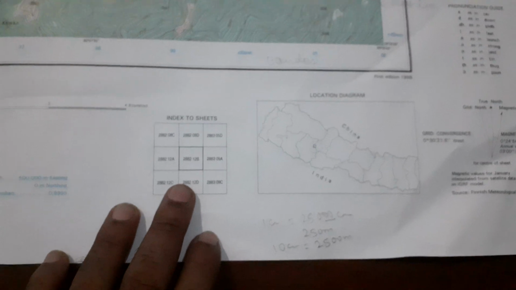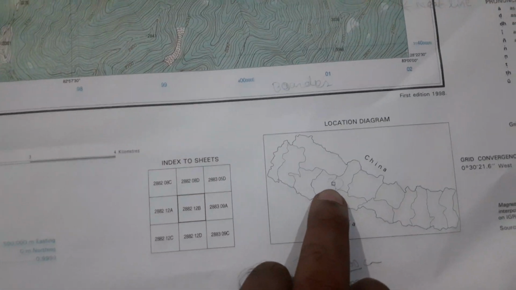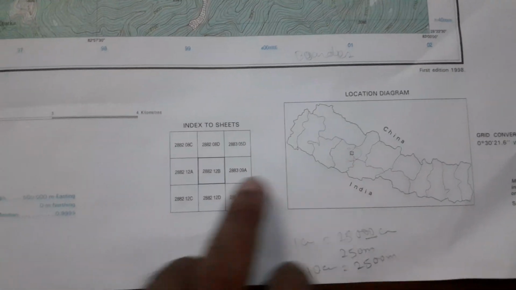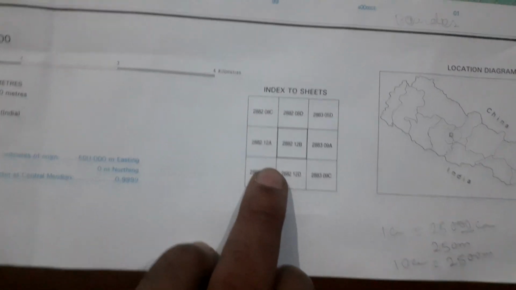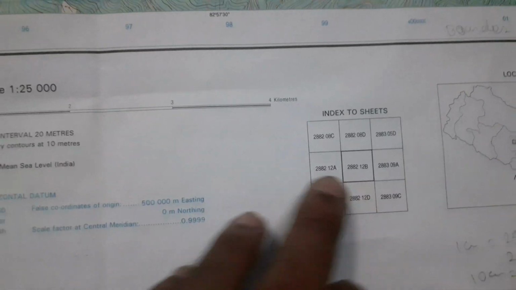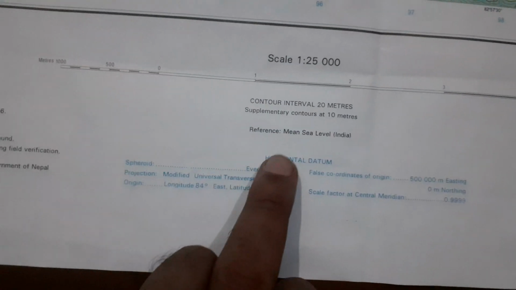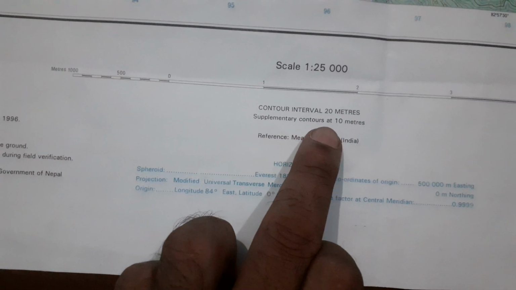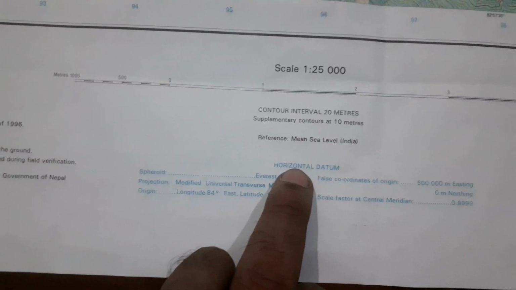about the area for which this map has been represented. This map represents this part of Nepal, and this is its index to sheets. All information about the contour interval has been presented here. This contour interval is 20 meters, with supplementary contours at 10 meters.